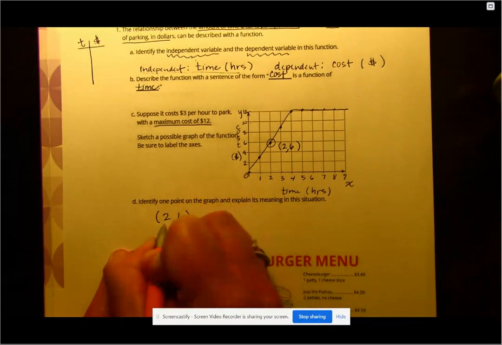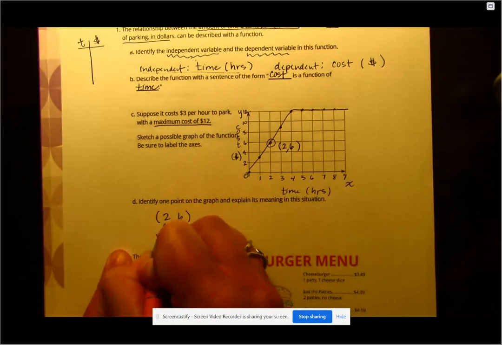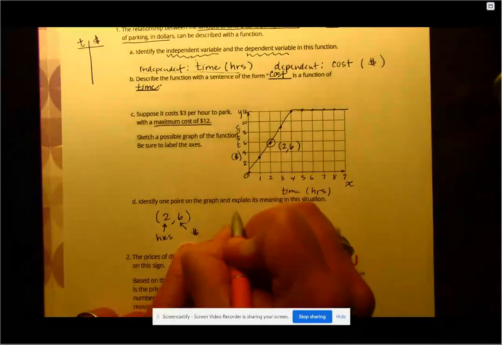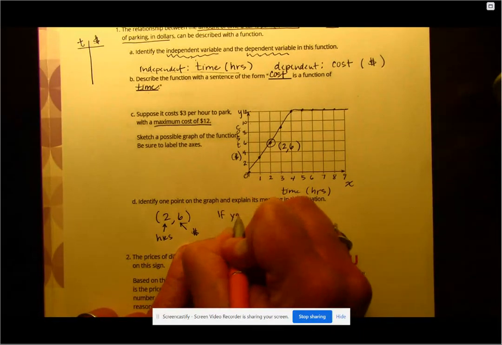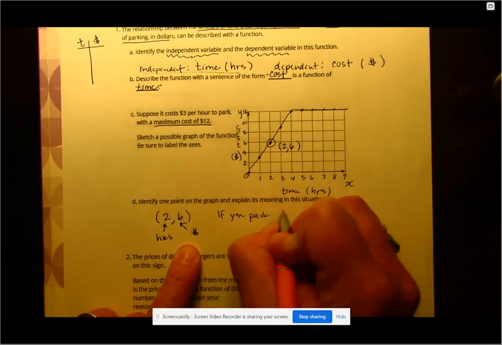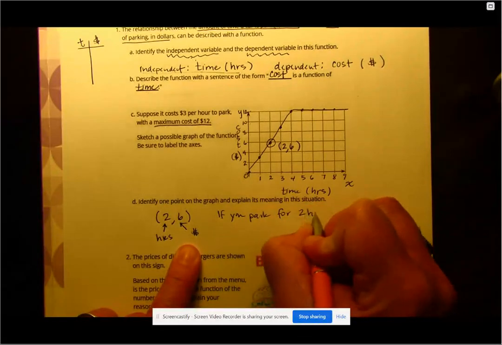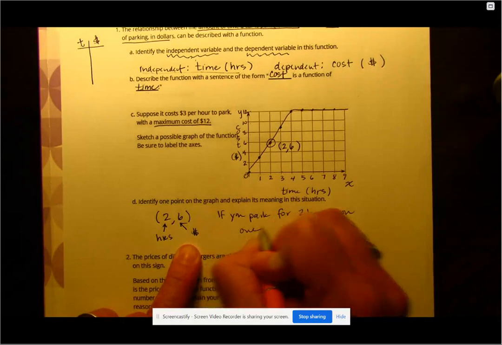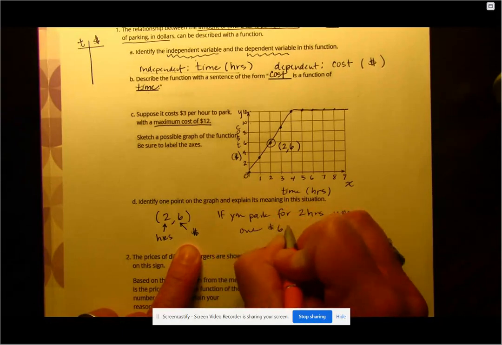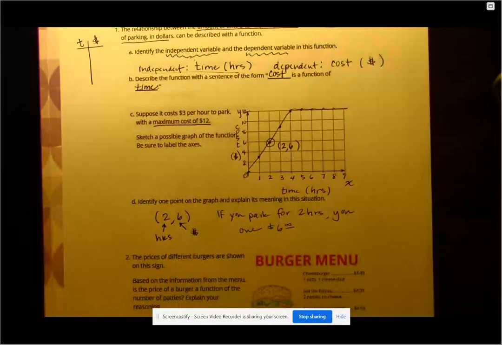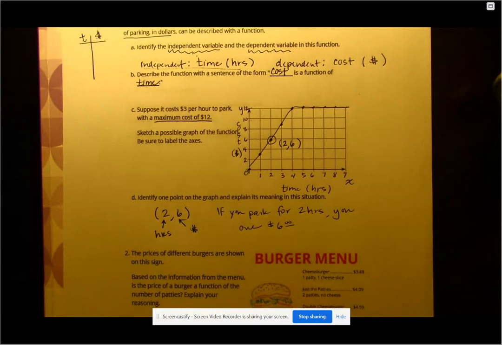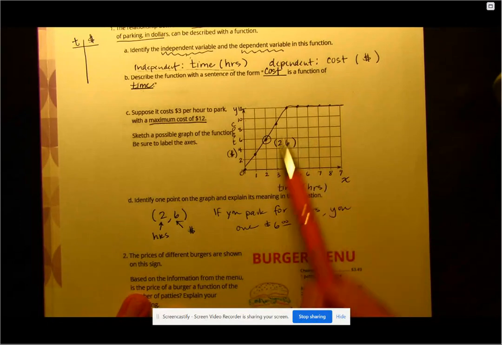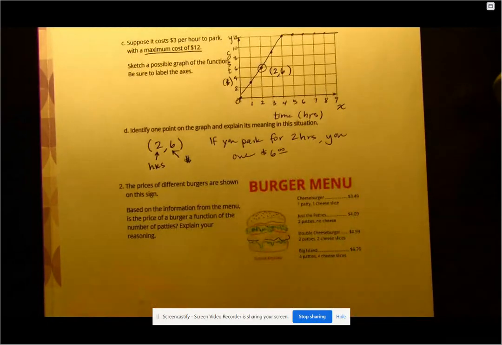Okay, I like to put the arrows there. If you park for 2 hours, you are going to owe $6. All right. This was a huge review from 8th grade, but still good to go over it, especially with some of this new terminology. Next one, number 2.